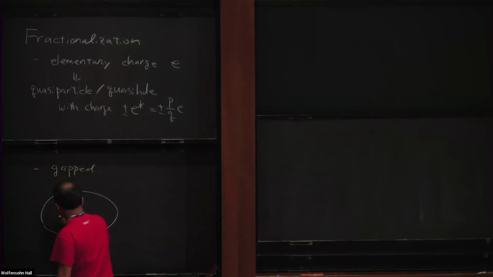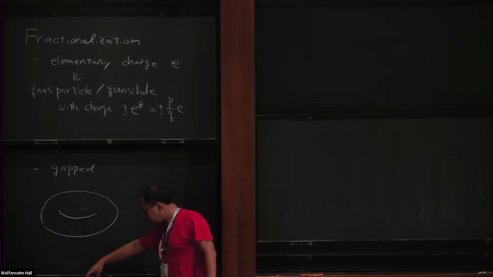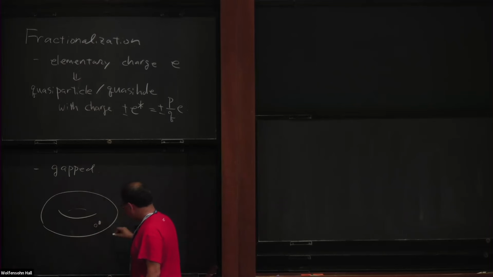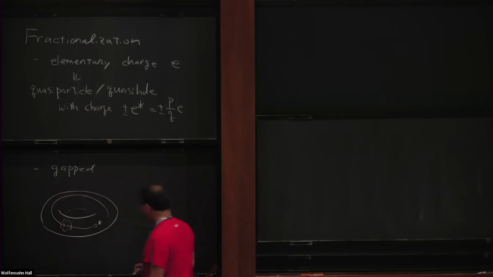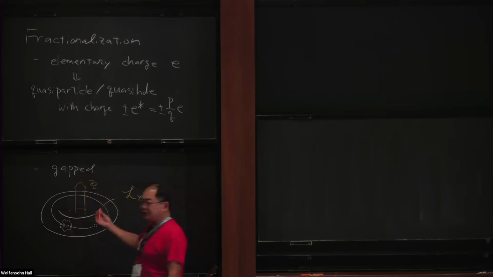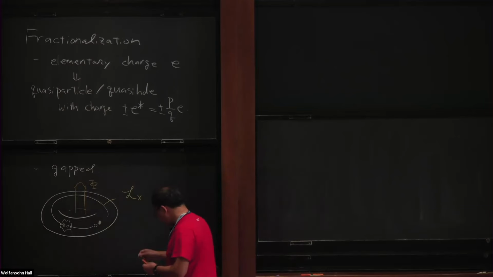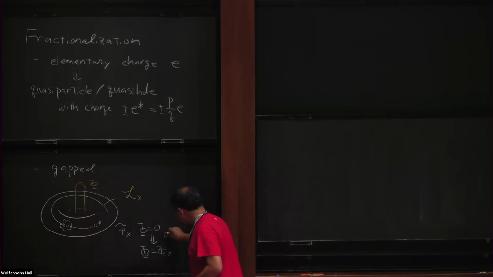Then I introduced two operations. One process is creating a quasi-particle hole pair and dragging them around the system, then the pair annihilates. Let's say this is Lx. And also inserting this AB flux from 0 to phi 0. So adiabatic flux insertion, Fx.